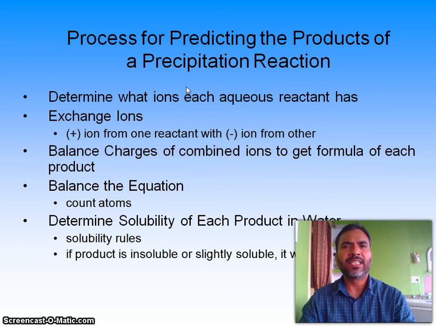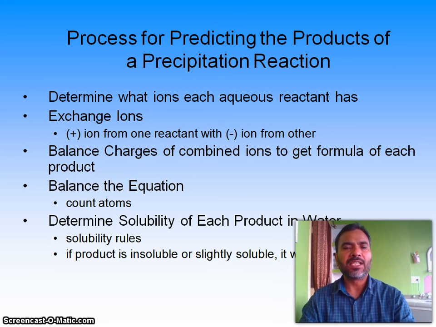Process for predicting the products of precipitation reactions. Determine what ions each aqueous reactant has exchanged: the cation from one reactant combines with the anion from the other. Balance charges of combined ions to get the formula of each product. Balance the equations, count atoms. Determine solubility of each product in water. Solubility rules you should know.